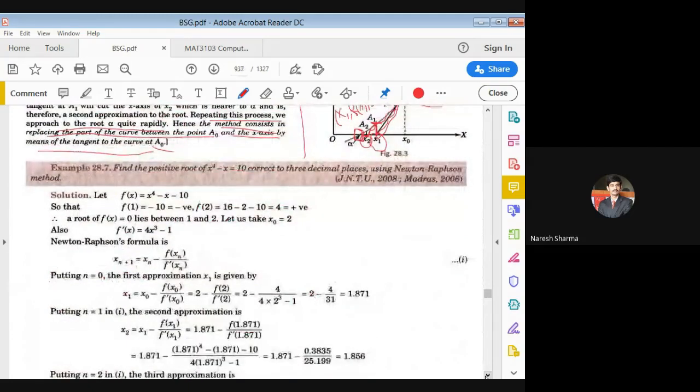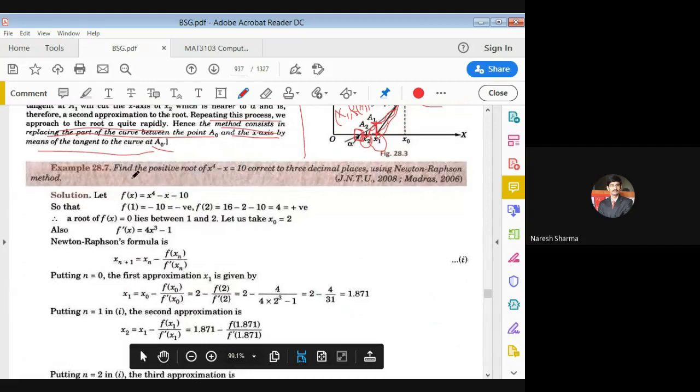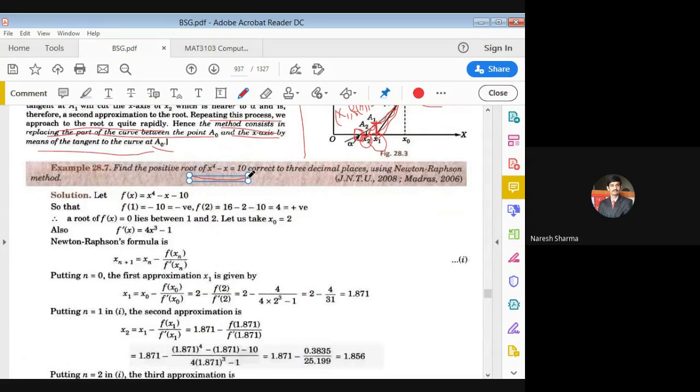Now we may discuss one example on Newton-Raphson. Find the positive root of x^4 - x = 10 correct to 3 decimal places. First thing, when you require the root up to 3 decimal places, kindly do your calculation at least for 4 decimal places, right?